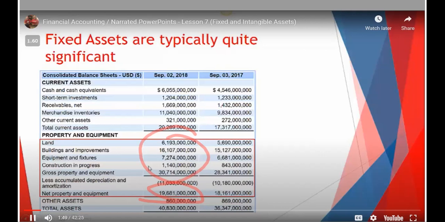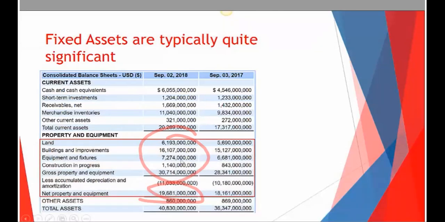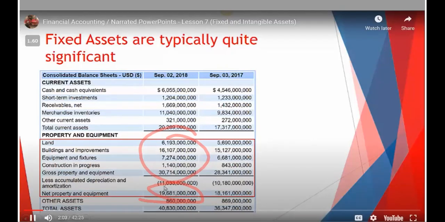Buildings and improvements, that's pretty major. Equipment, fixtures, construction in process. We're going to talk about that a little bit. It's where they're building their own assets. CIP. And then all that's added together for gross property and equipment. Subtract depreciation, which we're going to learn. That's pretty significant to end up with our net. And gross does not mean disgusting. It just means before any adjustments are made.